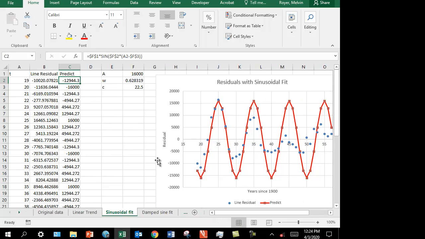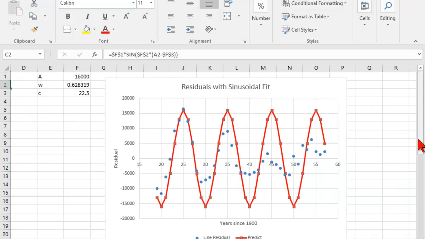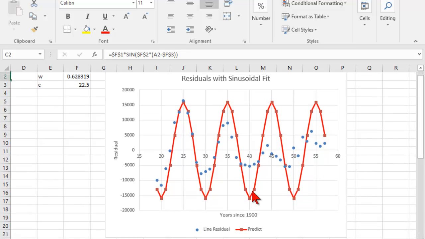And I generate a scatter plot of the time on the horizontal axis, the linearized residuals as the blue dots, and my predictions from this sinusoidal as the red squares, and I've added a solid curve in so we can see them better. So how's it doing? Well, here's a trough at about the right place, a peak at the right place, a trough at about the right place, peak, and so on.